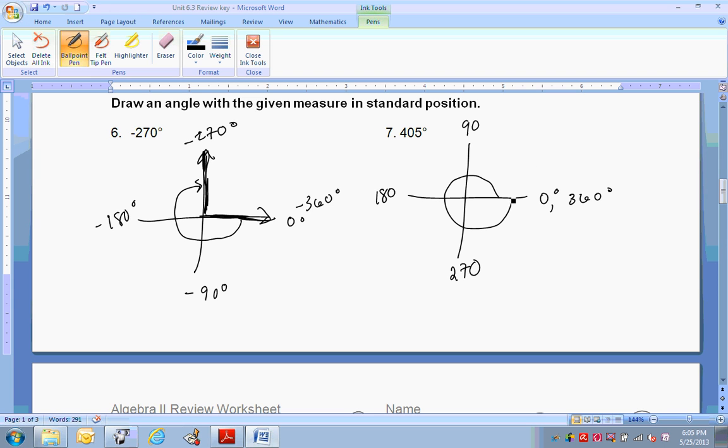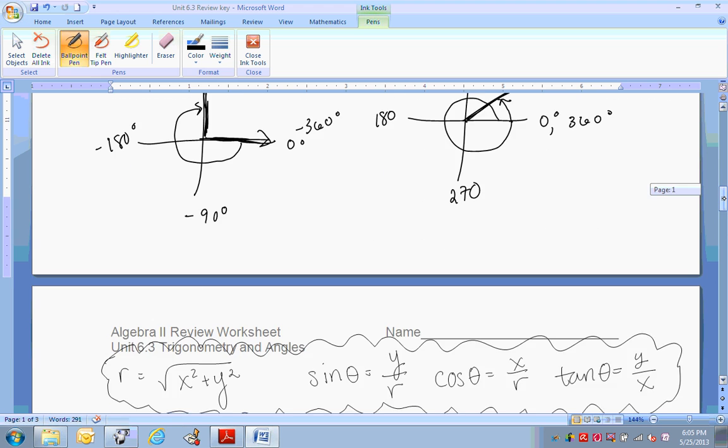Well, 405 is 45 degrees greater than 360, which is halfway between 0 and 90, so we're going to go about halfway. And there is our 405 degree angle in standard position. So the important part here is knowing that negative you go clockwise and positive you go counterclockwise.